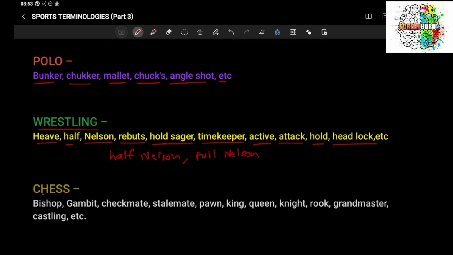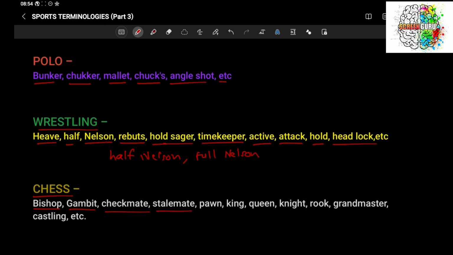So moving ahead with the last game of our part 3, that is chess. Chess has particular terminologies and this is very easy to understand. We have first the different names of the elements used in the chess game. The first is bishop, or you also know it as camel, right? Then we have gambit, checkmate. Checkmate is the last position when you win or the opponent loses, or vice versa.